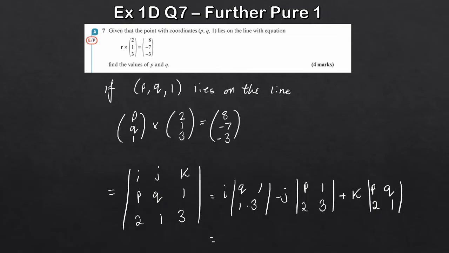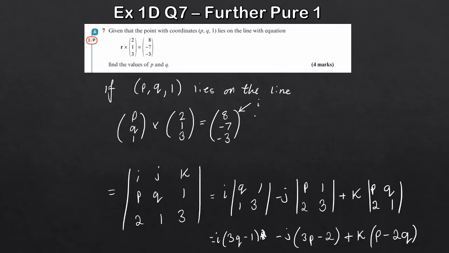So it's going to be 3q minus 1 lots of i, 3p minus 2 lots of minus j. Let me just write that out: i lots of this, minus j lots of 3p minus 2, plus k lots of p minus 2q. But like we just said, we know this is our i component, this is your j, and this is your k.